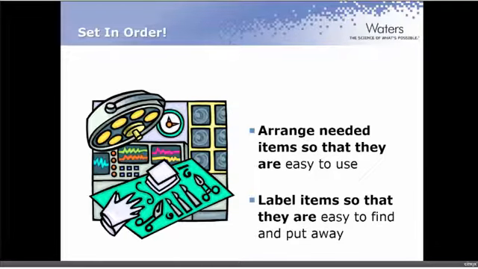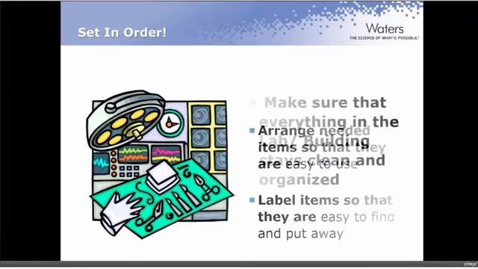You're going to set things up and label items so that they're easy to find and put away. So again, it's identifying what you need to get your job done, having those tools, resources, and materials as close at hand as possible, and then making sure they're labeled properly and you know where to put them when you're done. And if somebody's using your area, your office, or your cubicle, they know where to put things back when they're done using them.